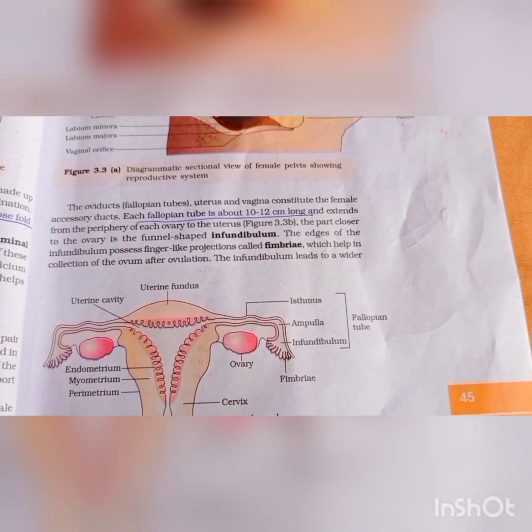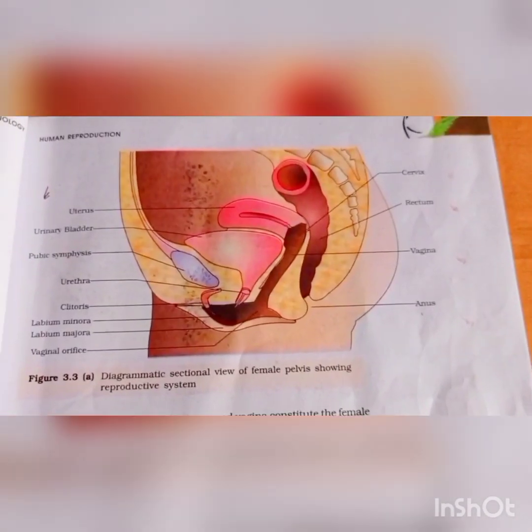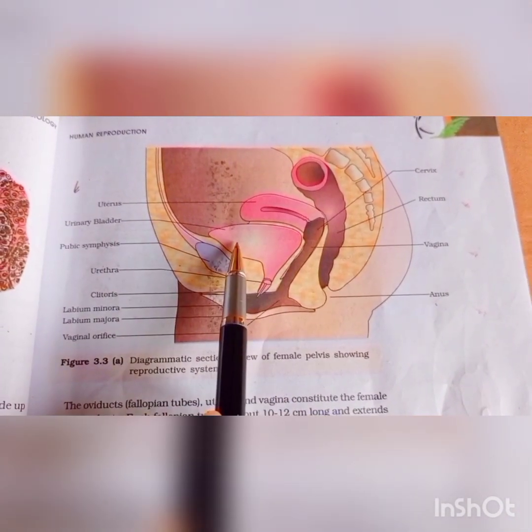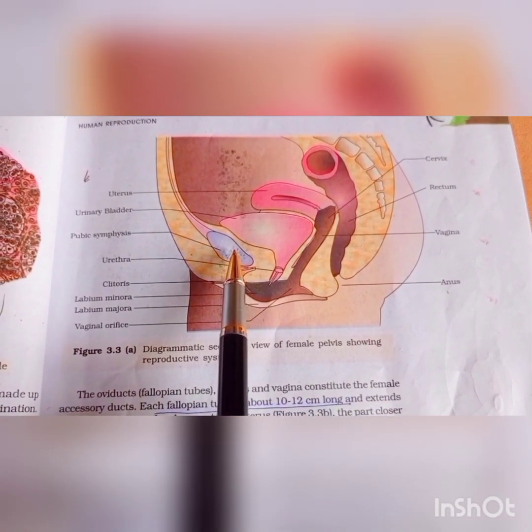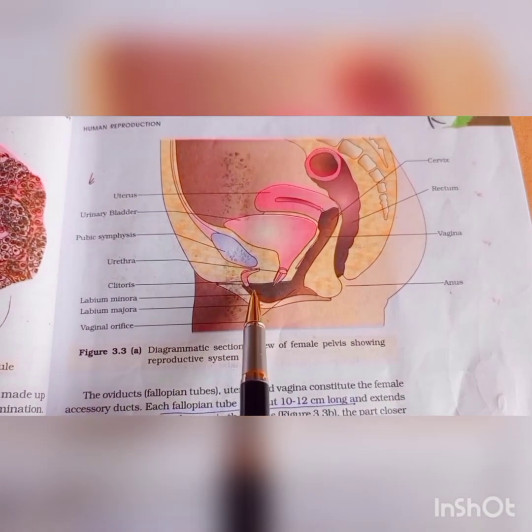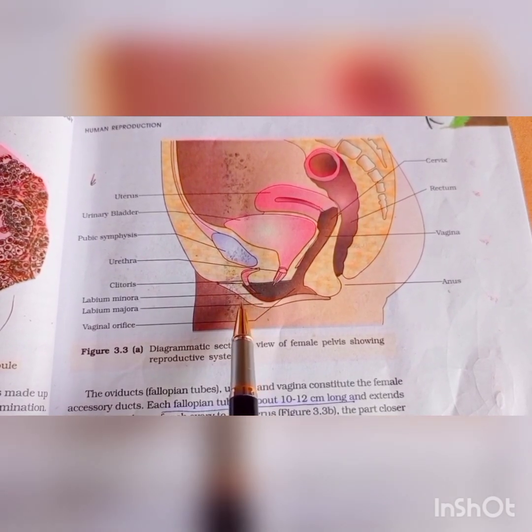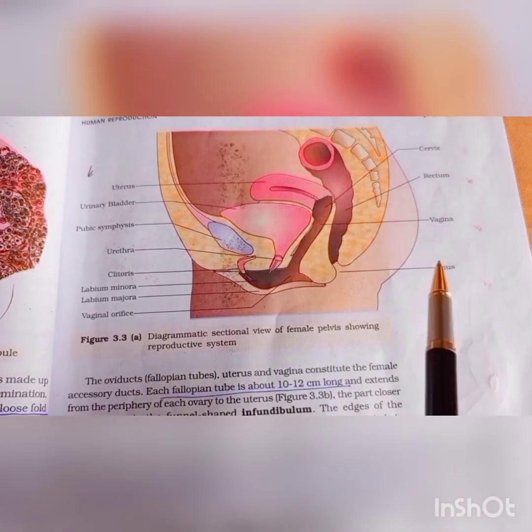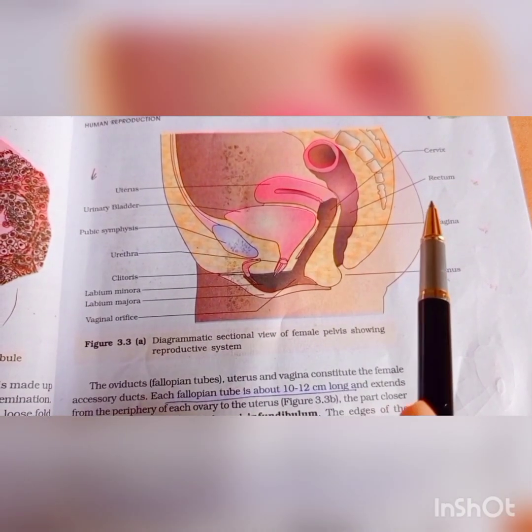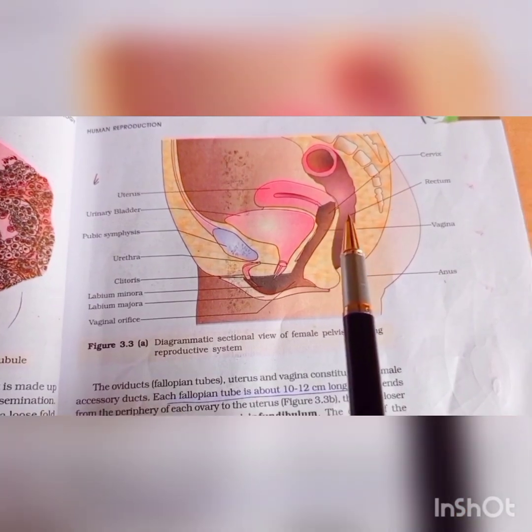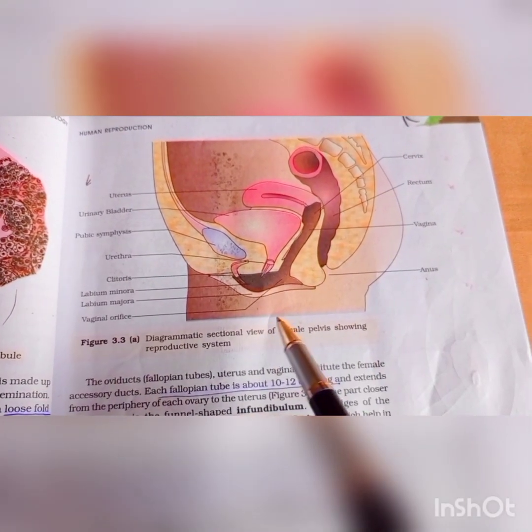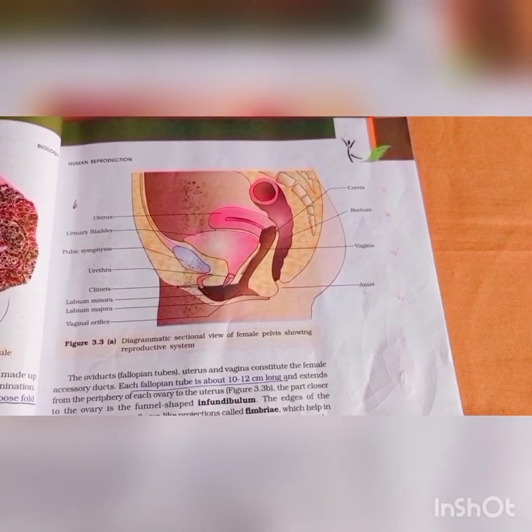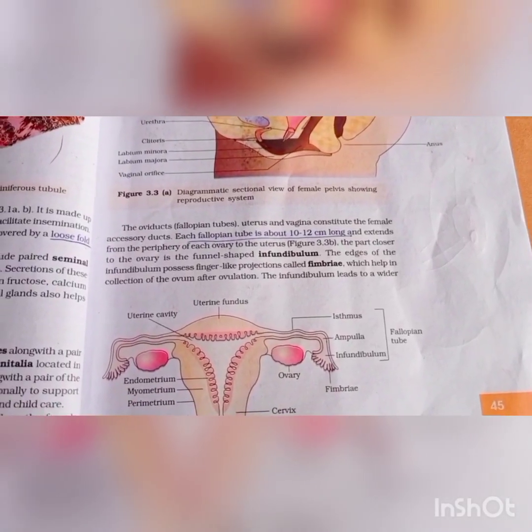On to the next para, first of all we will see this diagram briefly. This is the uterus, urinary bladder, pubic symphysis, urethra, clitoris, labia minora, labia majora, vaginal orifice, anus, vagina, rectum, cervix. Making this diagram simple, we will discuss another diagram of female genitalia later on. Now moving on to the paragraph.